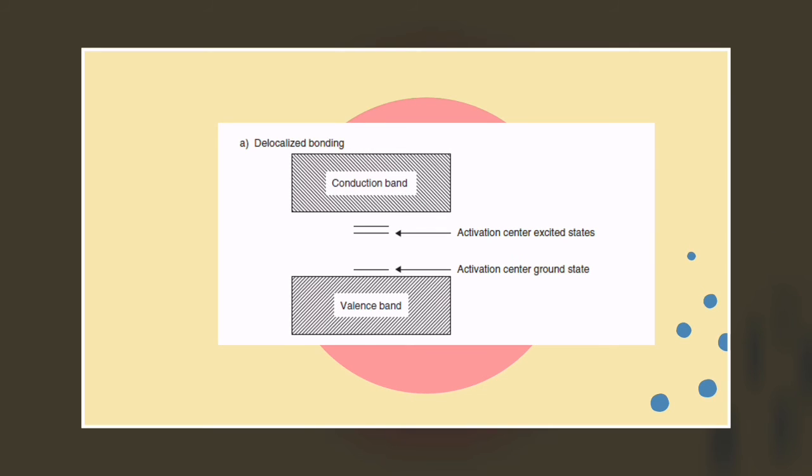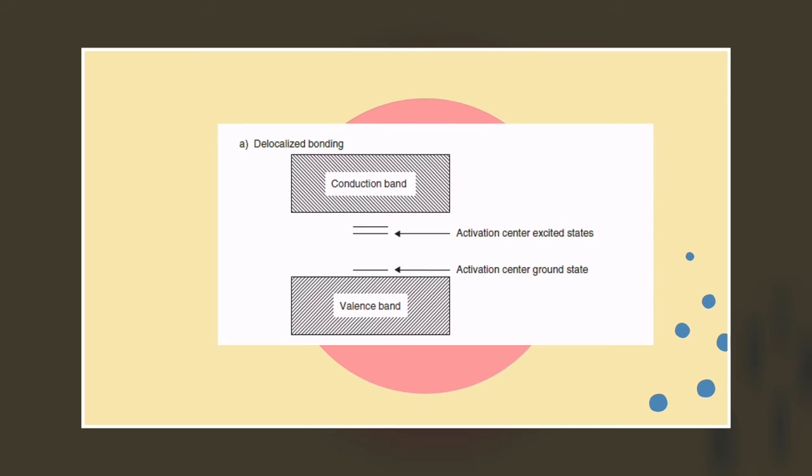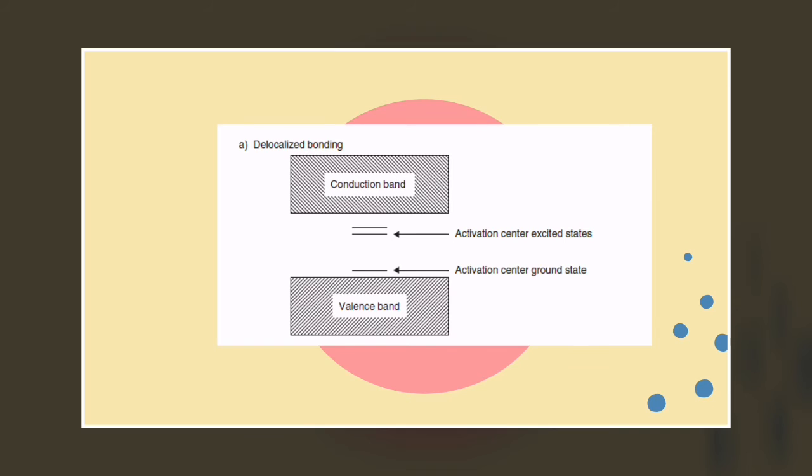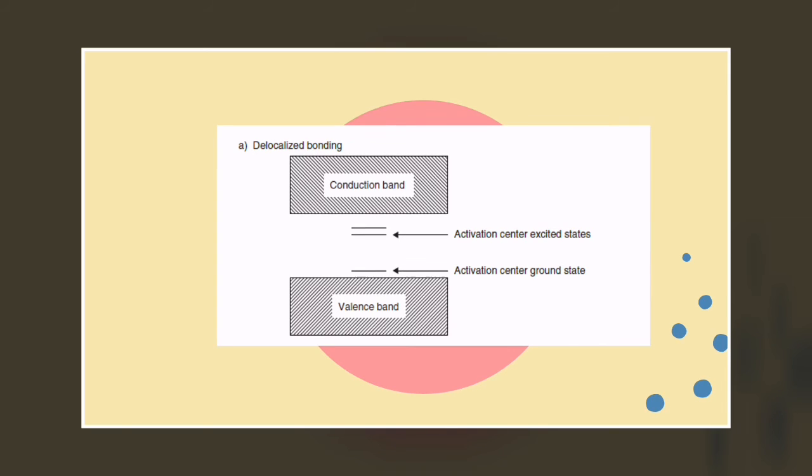When an electron goes from the valence band to the conduction band, it leaves a hole inside the valence band. What could happen is that one of the electrons from the activation center could come to the hole inside the valence band because these two have almost similar energy. The excited electron in the conduction band could come to the activation center excited state because this process is quantum mechanically possible and they have almost similar energy.